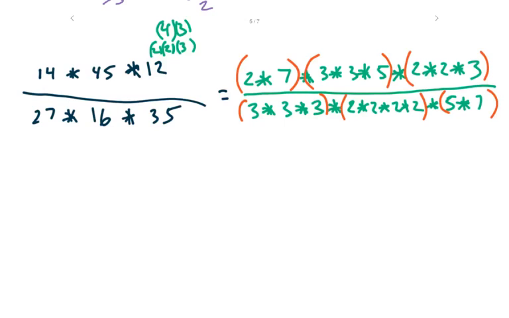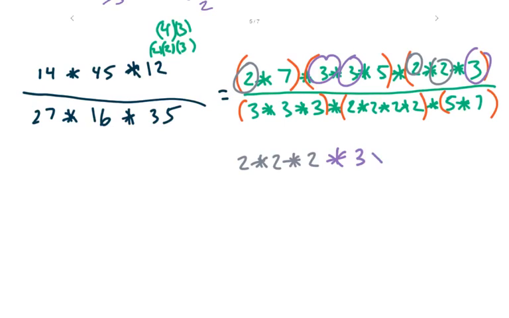And then what I'm going to do is I'm just going to rewrite it in order. So notice I have 1, 2, 3, 2s, so 2 times 2 times 2, and then I have 1, 2, 3, 3s, so I have times 3 times 3 times 3, and then I have the 5, and then I have the 7. And I'll do the same thing with the bottom.